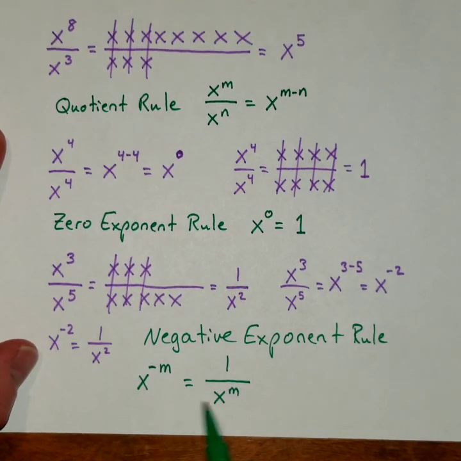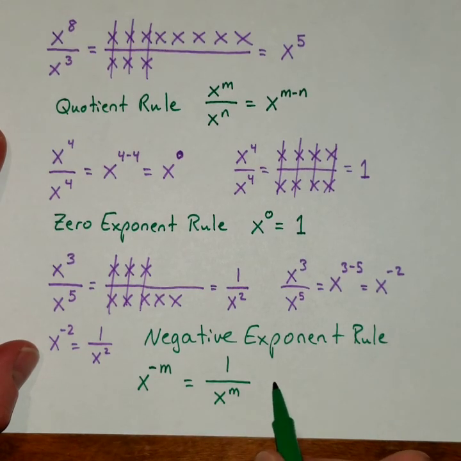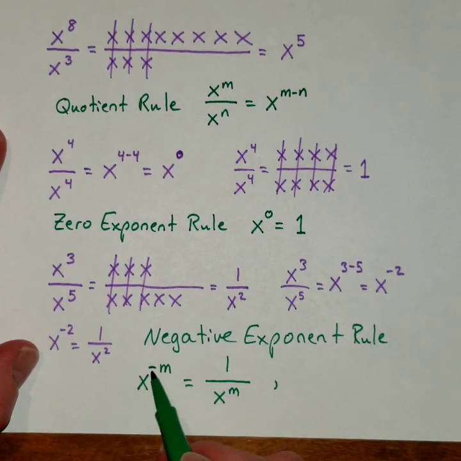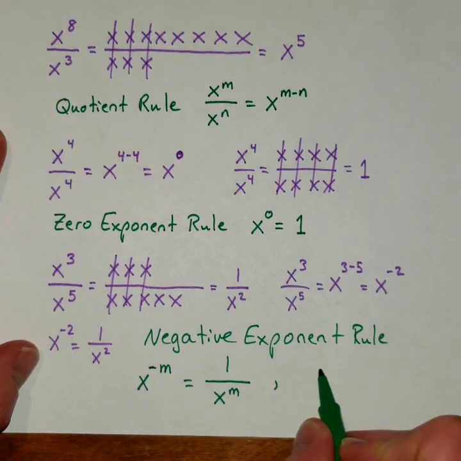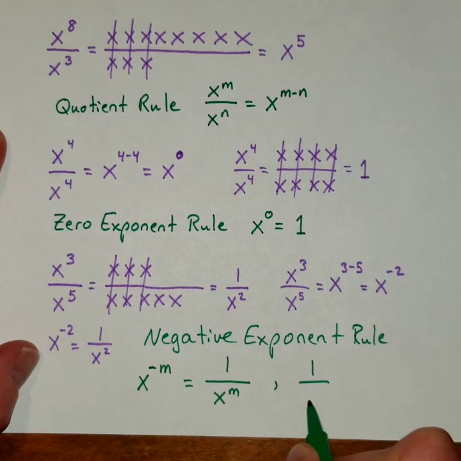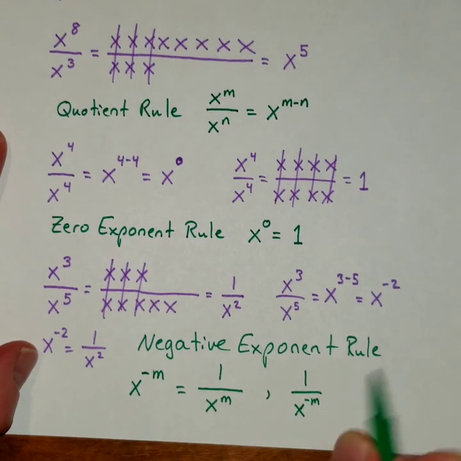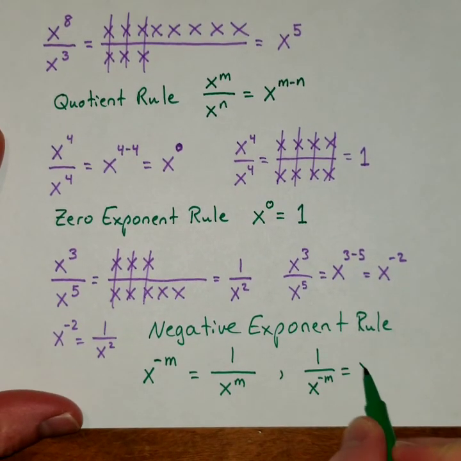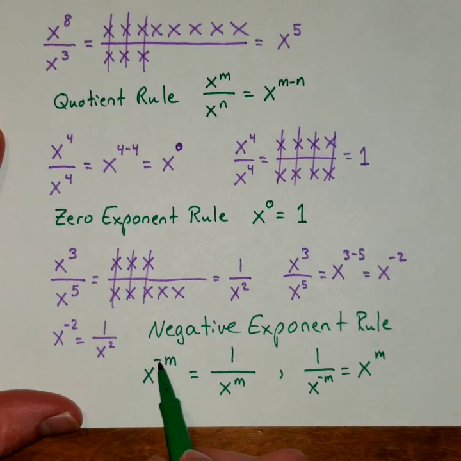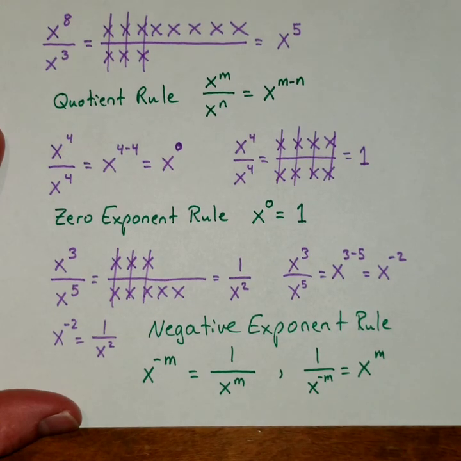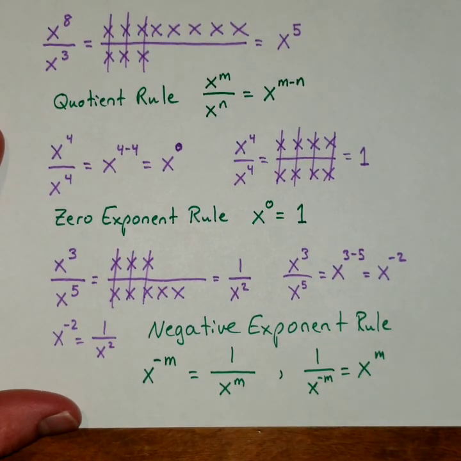A related rule for this is, if you switch where the negative goes, you can rewrite this as 1 over x to the negative m equals x to the m. So if you have a negative power in the numerator, it switches to the denominator with a positive power, and vice versa. If the negative is in the denominator, you get a positive in the numerator. Okay, and I won't go through and give you the details of how that one works out, but it's similar to the other one.